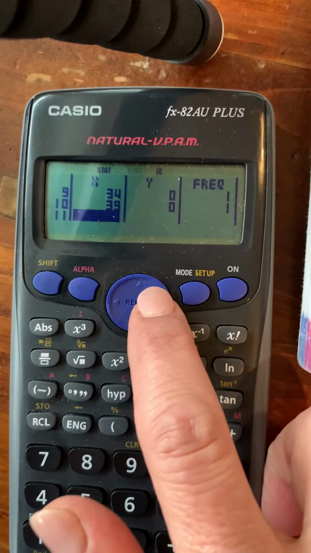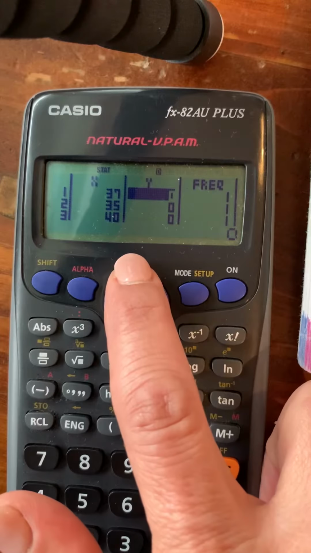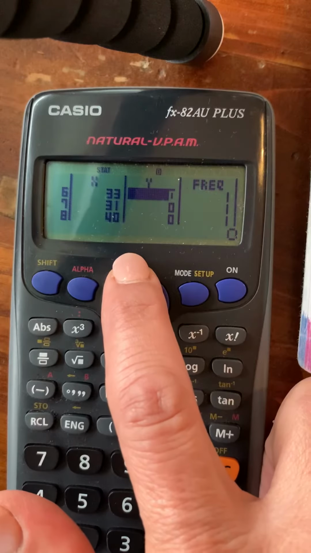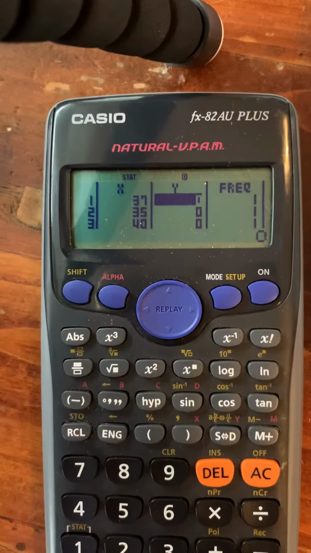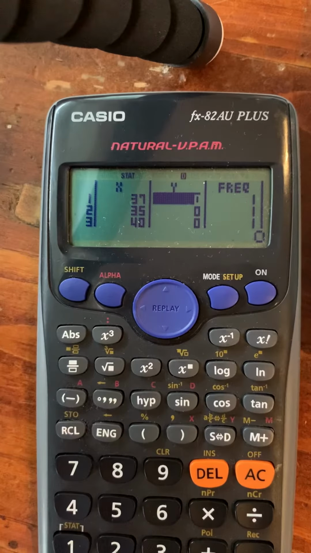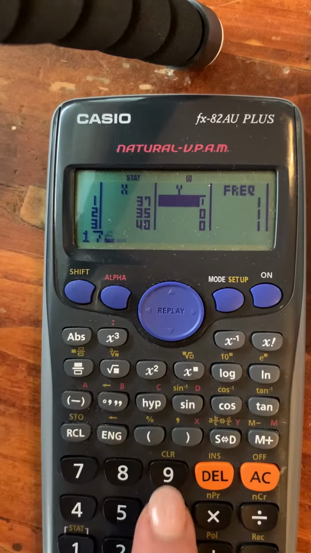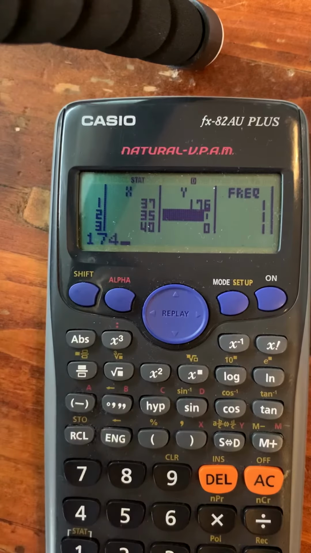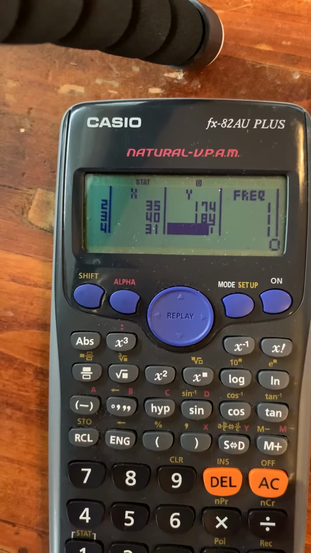Let's scroll now to the y column, to the height. Let's go to the first score. The person with a humerus length of 37 is 176 centimeters tall. The next person is 174, and then so on, 184. We'll enter all of this.